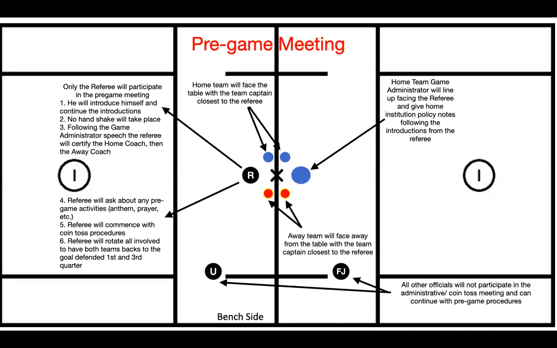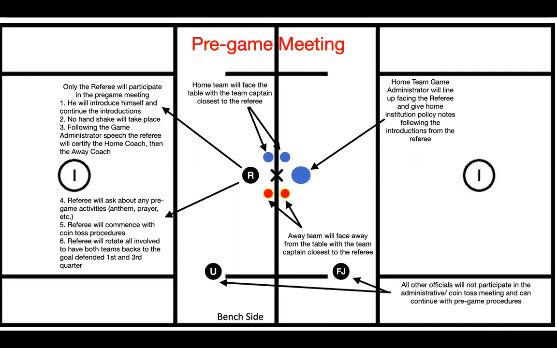Keep that going. So this is a slide I showed earlier in the training season of the responsibilities for the pregame and game administrators meeting. So we have the referee, a team captain from each team, head coach from each team, and then the game administrator. The team captains need to stand closest to the referee. Coaches are on the opposite side.